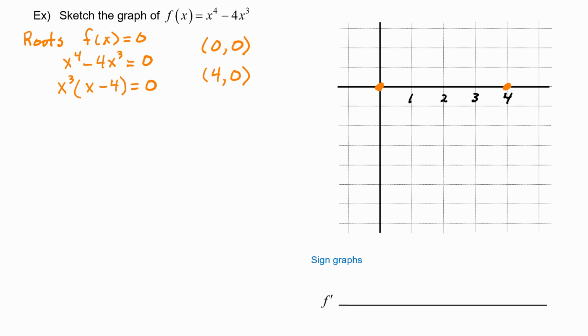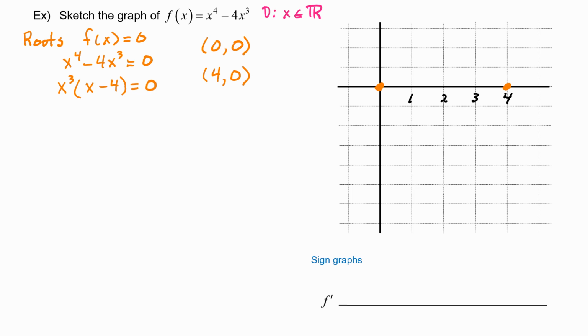Now the domain of this function, of course, is all real numbers, so we know that this graph goes from negative infinity to positive infinity. So it's a good idea to make a note of that. Our domain is all real numbers. You can either write it as negative infinity to positive infinity, or you can say x is an element of the real numbers with the double-stemmed R.